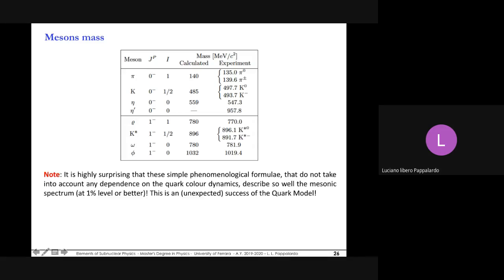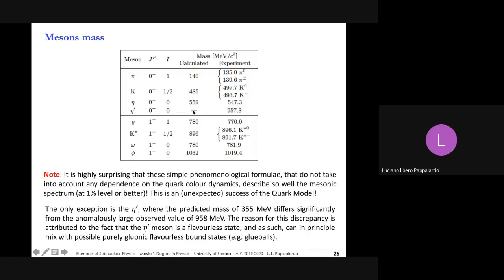Okay, and it is highly surprising that this simple phenomenological formula, which does not take into account any QCD dynamics, describes the mesonic spectrum so well, at the level of 1% or even better. This was one of the first unexpected successes of the quark model. So you are not using QCD here, or essentially only in a very simple way, as we will discuss in the next slide. But nonetheless, you obtain incredible agreement with experimental data.